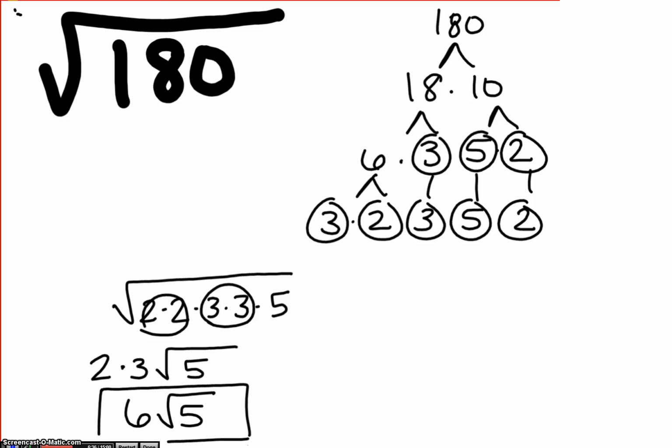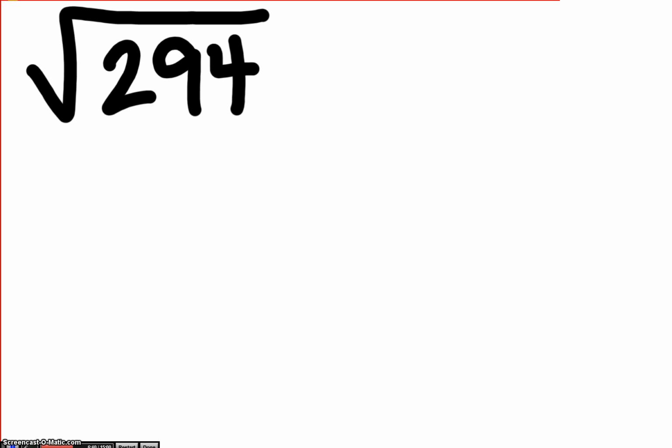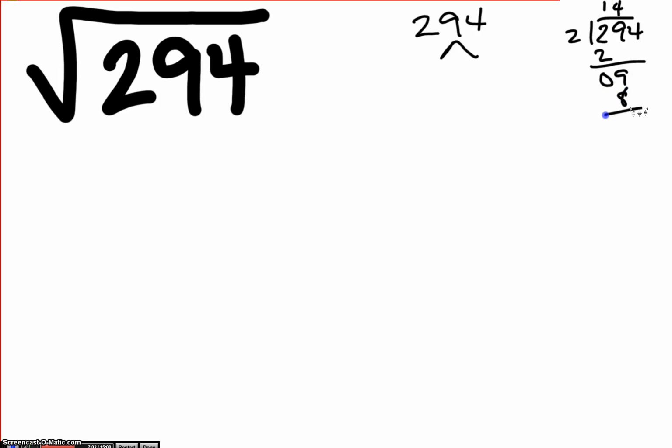Press pause until you have it all copied down, and then press play and we'll move to the other one. So what is the square root of 294, or the simplified version of it? First things first, find your prime factorization. I don't have my calculator, so I'm going to start with 2. 294 divided by 2. So it's 2 times 147.